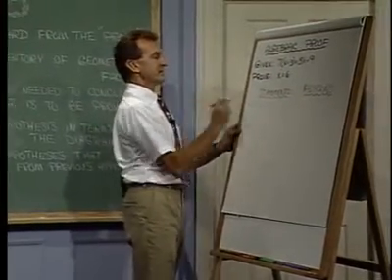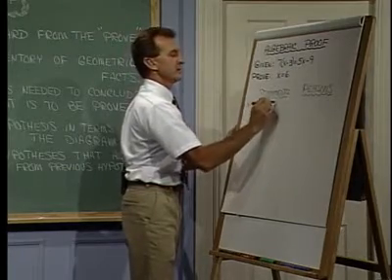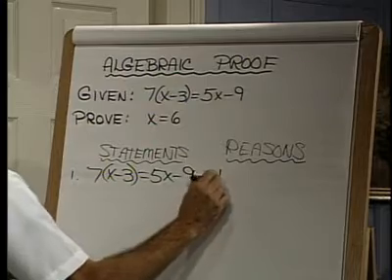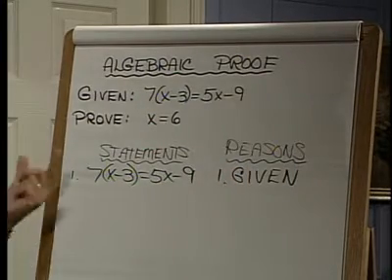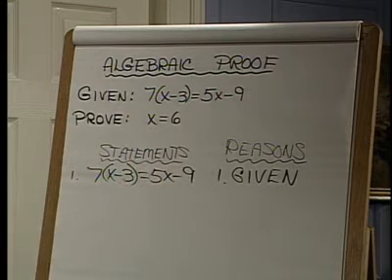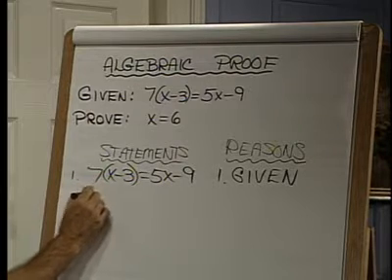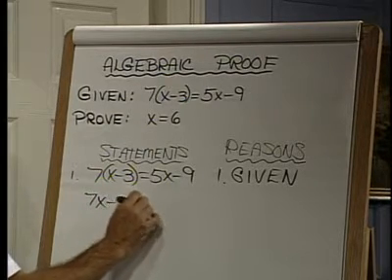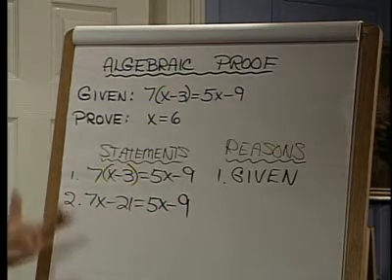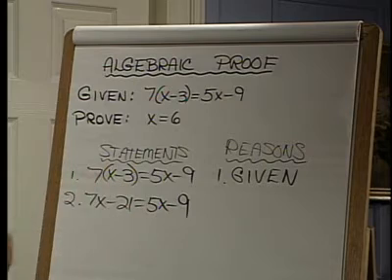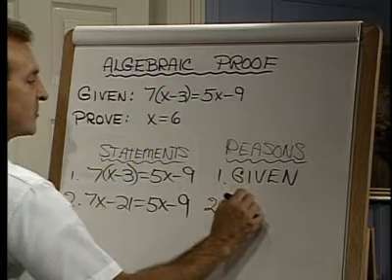All right, the given statement here, number 1, let's say, is 7 times the quantity x minus 3 equals 5x minus 9. That is given. Okay, so that's our beginning statement and proper reason. That's the given. To solve this algebraically, by the rules of algebra, we would use the distributive property. 7x minus 21 equals 5x minus 9. That would be our next statement. In other words, open this thing up. Remove the parentheses. We've got to get this thing out in the open. And again, the reason we can do that is the distributive property of algebra.